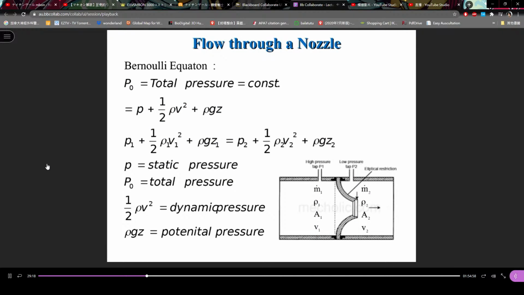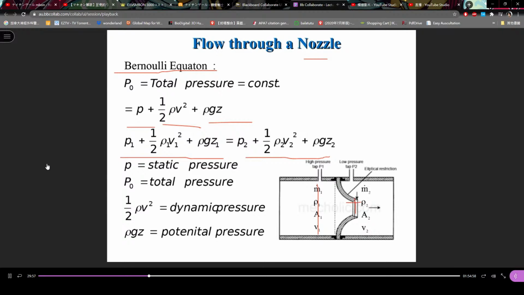So that's why we call them energy. Internal energy, kinetic energy, potential energy, similar to other energy equations. But here we don't consider the friction loss. That's why we call it Bernoulli equation. And for position 1 and position 2, we can write the total pressure at the entrance and the total pressure at the outlet of the nozzle. Remember, this is a nozzle.